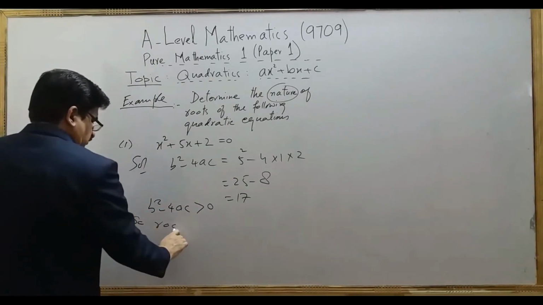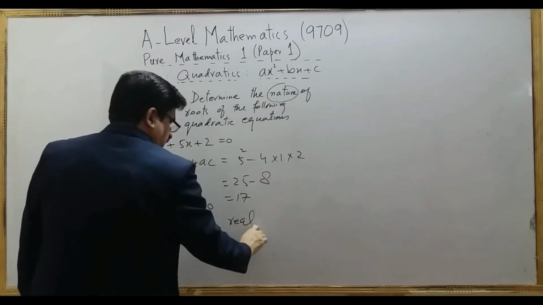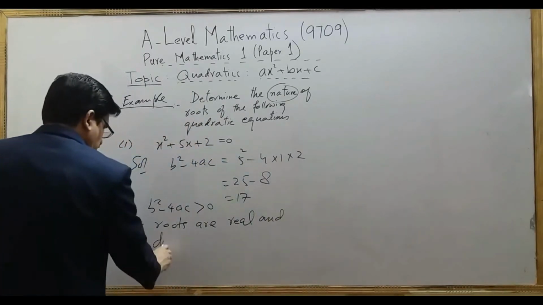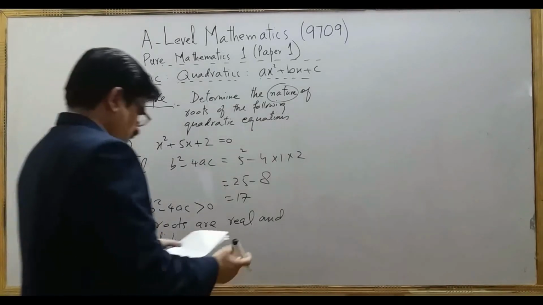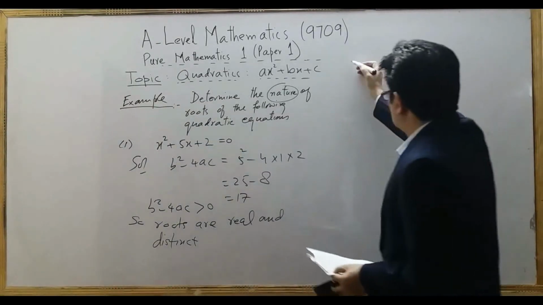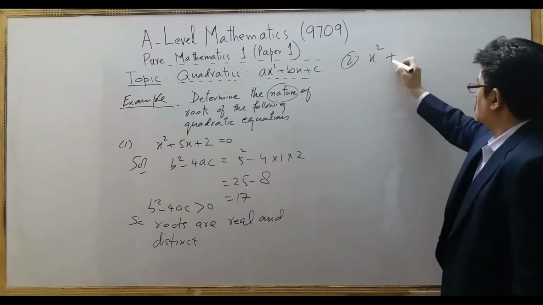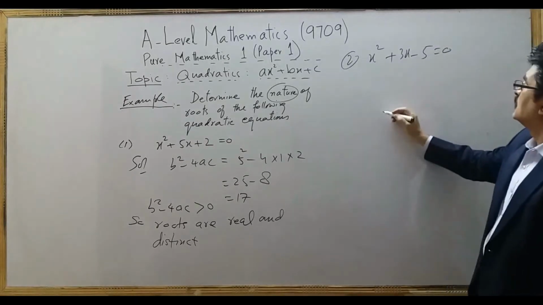So roots are real and distinct. Second example, x square plus 3x minus 5 equal to 0.